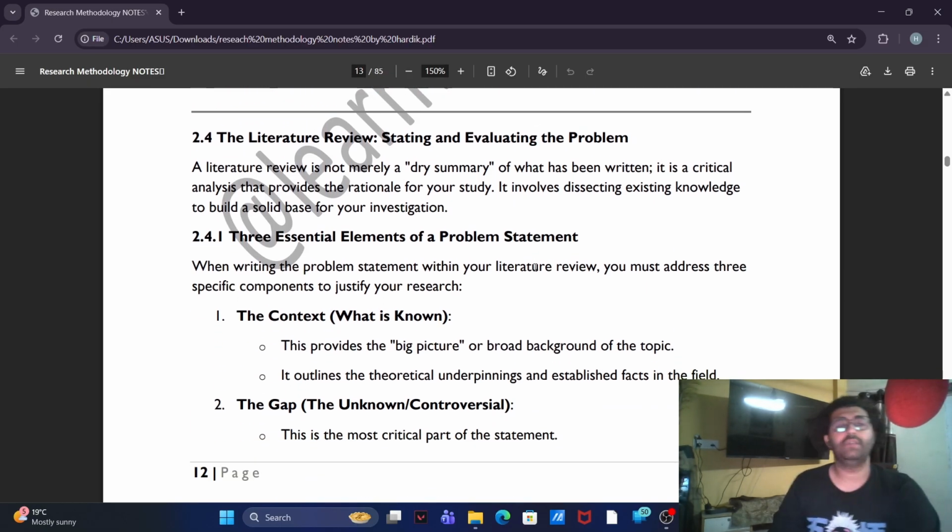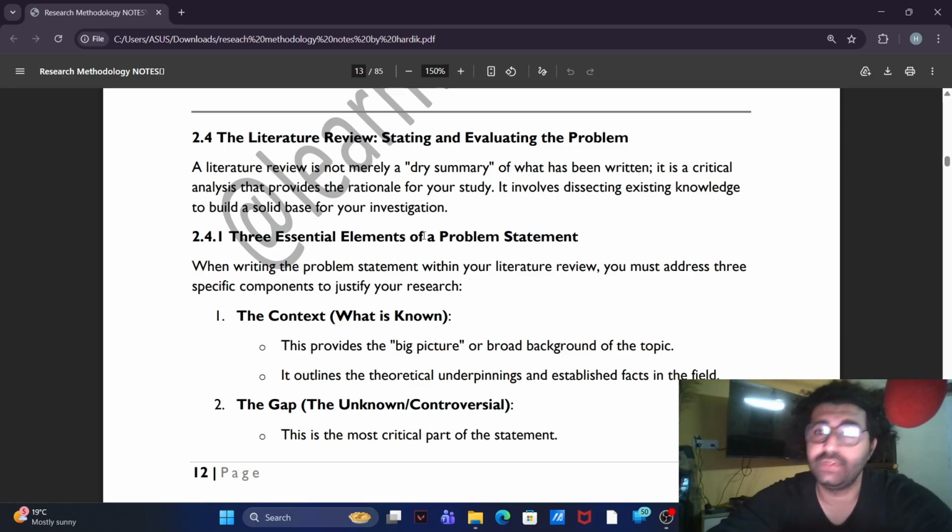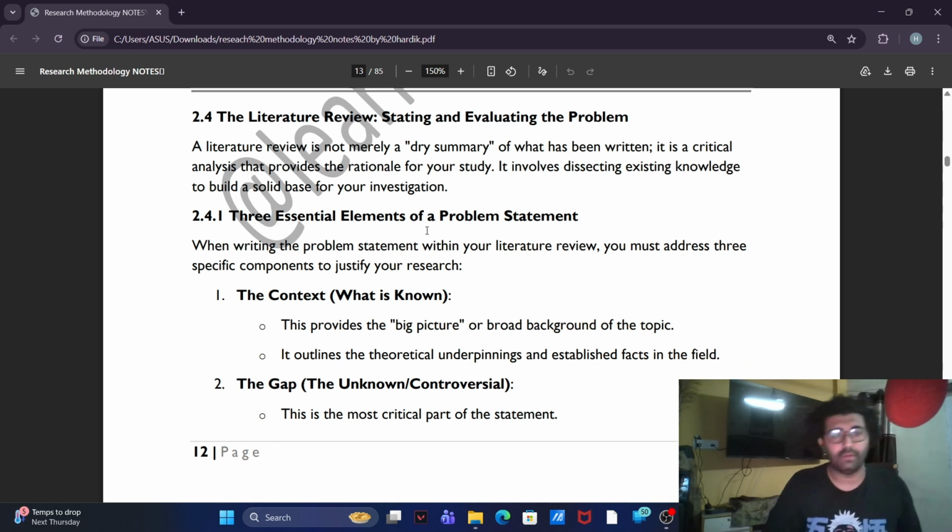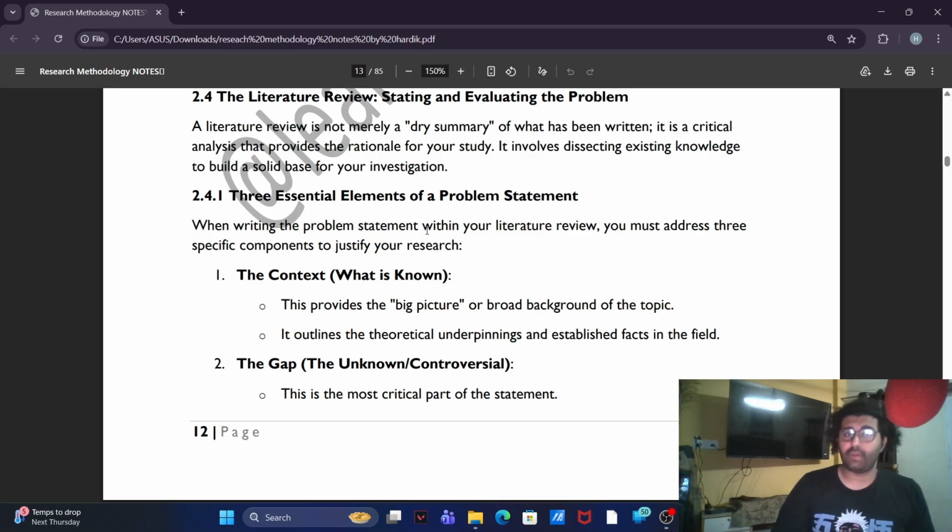Next topic, the literature review, stating and evaluating the problem. A literature review is not merely a dry summary of what has been written, but it is a critical analysis that provides a rationale for your study. It involves dissecting existing knowledge to build a solid base for your investigation. Here are the three essential elements of a problem statement.